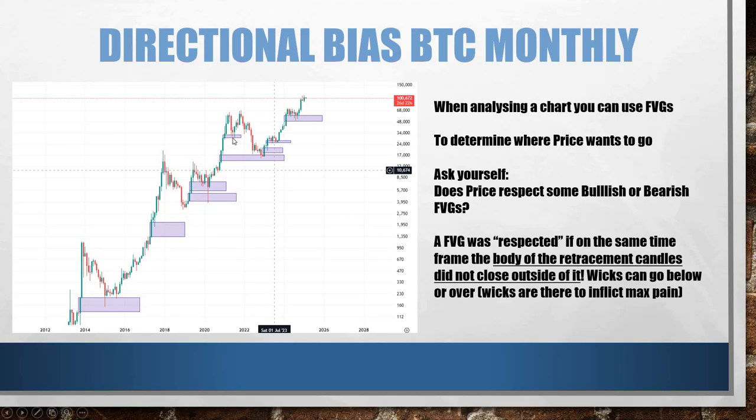We have a first fair value gap here that is respected. That was the 30,000 accumulation for many weeks. In 2021, we pushed, made a new high, collapsed. Price fell inside another monthly fair value gap. Respected it. We should already suspect that we are bullish.